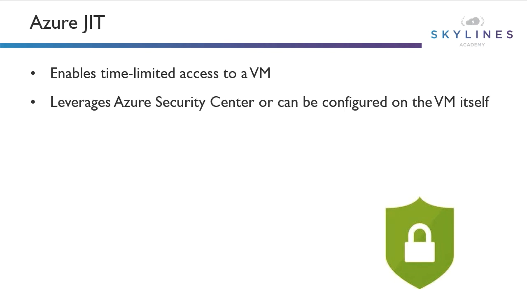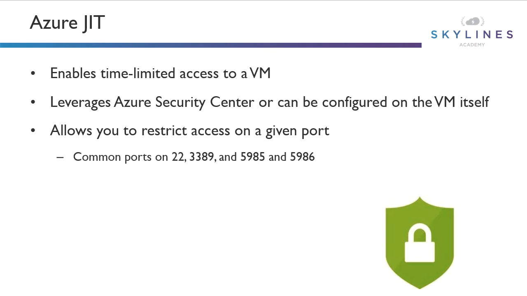We can leverage Azure Security Center to configure just-in-time access. We can either do a broad-reaching scope to where we can apply it to multiple machines at a given time, or we can configure it on a single VM. It allows us to restrict access to given ports. So, for example, some of the common ports would be SSH or port 22, or for Windows machines, we've got 3389 for remote desktop protocol, as well as 5985 and 5986 for WinRM.